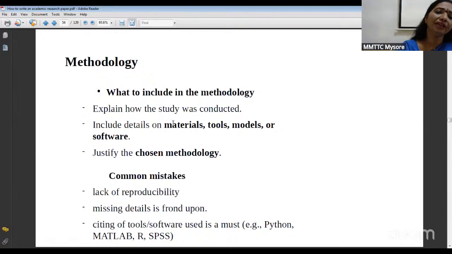So you should explain how the study was conducted. Include the details and materials, tools, models, and software. You cannot say, I have done this. So you should provide evidence. So you should tell by which software or by which machine you have done that.